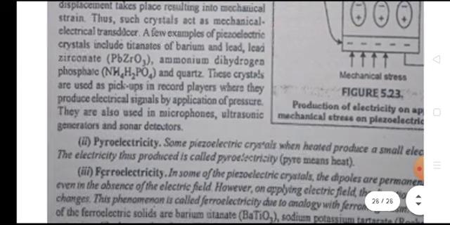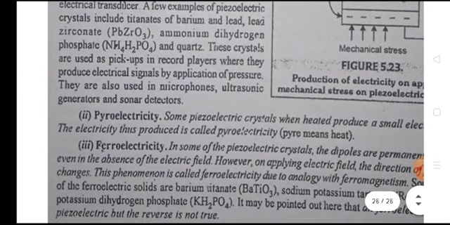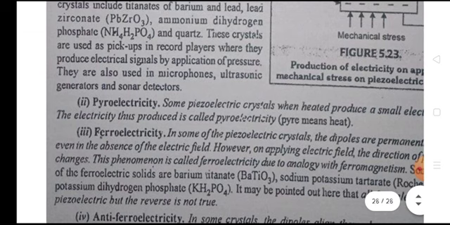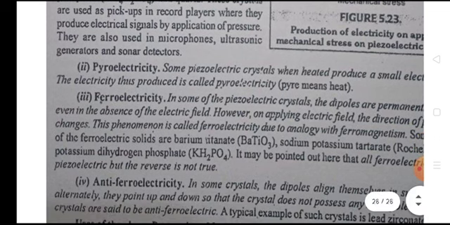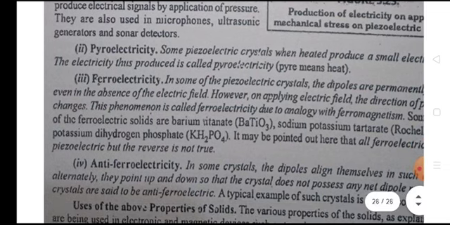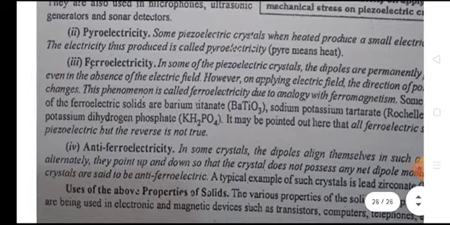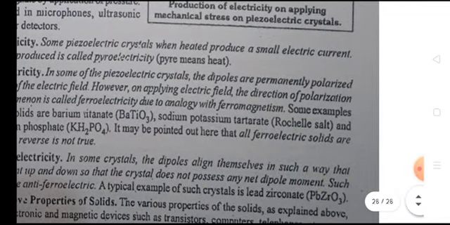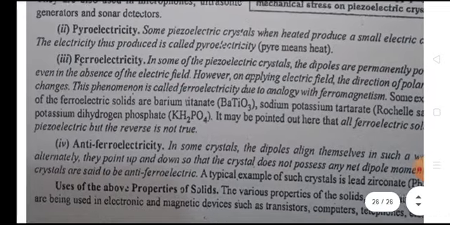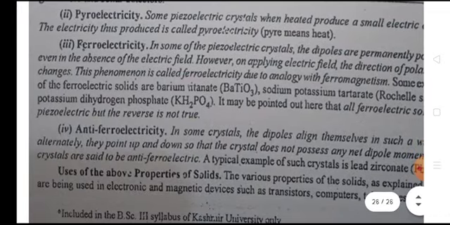A few examples of piezoelectric crystals include barium titanate, lead zirconate, ammonium dihydrogen phosphate, and quartz. These crystals are used as a pickup in record players where they produce electrical signals by application of pressure. These are also used in microphones, ultrasonic generators, and sonar detectors. Second, pyroelectricity. Some piezoelectric crystals when heated produce a small electric current. The electricity thus produced is called pyroelectricity. Pyro means heat.